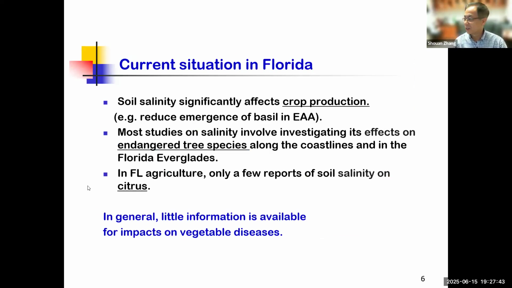In Florida, in general, little information is available on the impacts of soil salinity on vegetable disease or crop disease. Soil salinity severely affects crop production in Florida. Most studies on salinity involve investigation of soil salinity effects on endangered tree species on the coastlines and also in the Florida Everglades. Only a few reports of soil salinity on citrus are available in Florida agriculture.